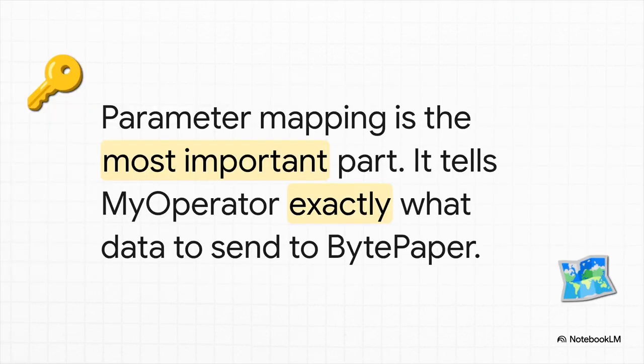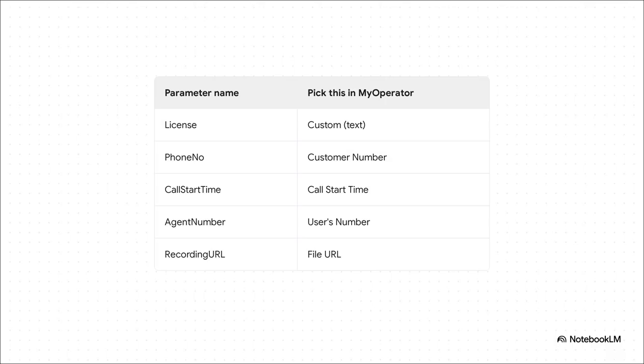Okay, we've arrived at the most critical step of all, mapping the parameters. You can think of this as the brain of the whole operation. This is where we give MyOperator a crystal clear set of instructions, telling it exactly what pieces of information to send over to BytePaper after every single call. Now, getting this mapping right is absolutely key. We're going to add 5 parameters so the two systems know how to talk to each other.